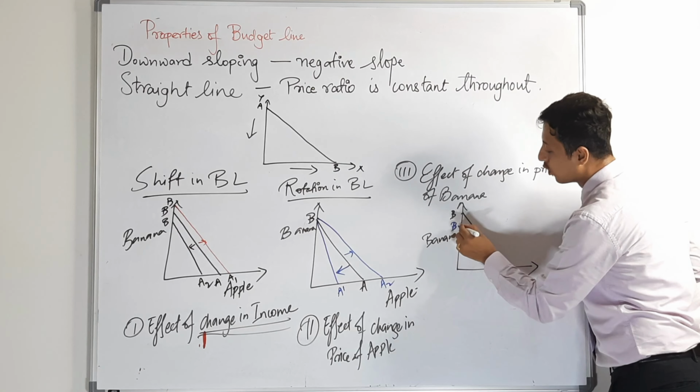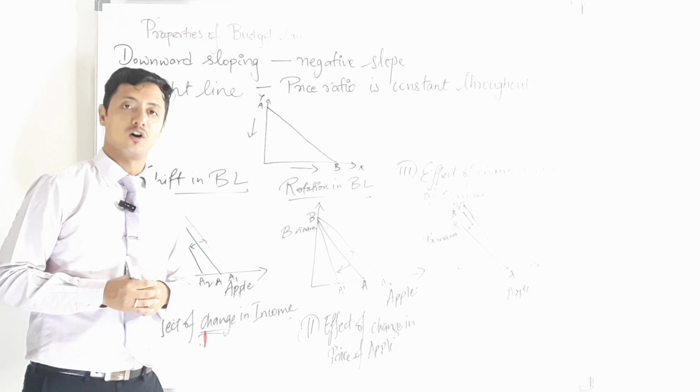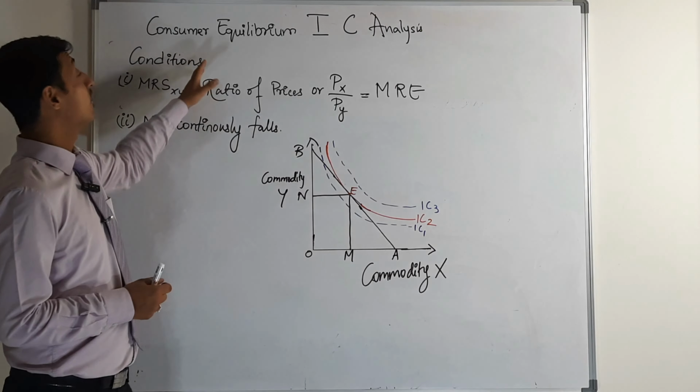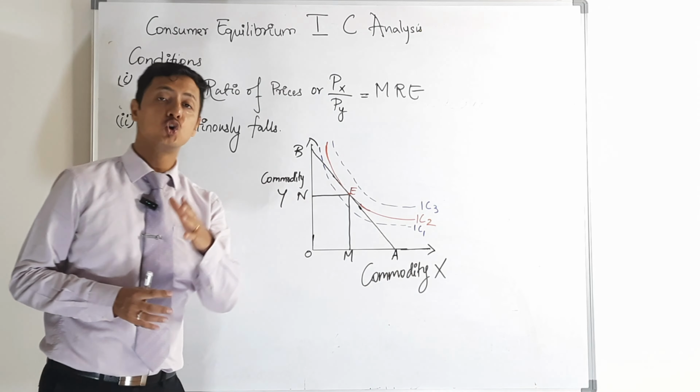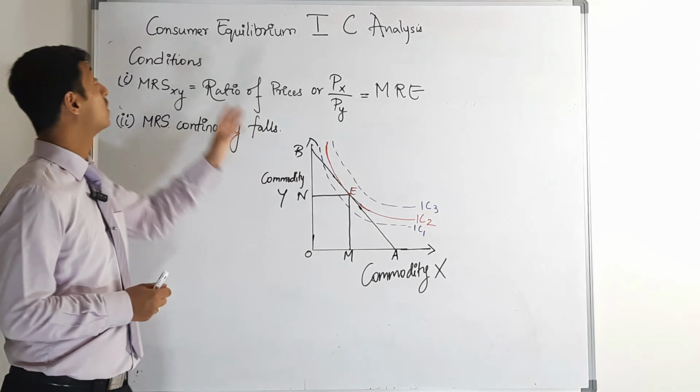Okay, now let us see consumer equilibrium through the indifference curve approach. Now we have come towards the end of the chapter. We'll conclude with consumer equilibrium through indifference curve analysis. So all this indifference curve and budget line, all the concepts that we have covered till now, culminates in this. Now, what are the conditions required for a consumer to be in equilibrium through the indifference curve approach? There are two conditions.